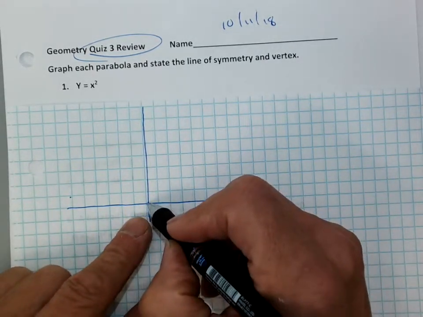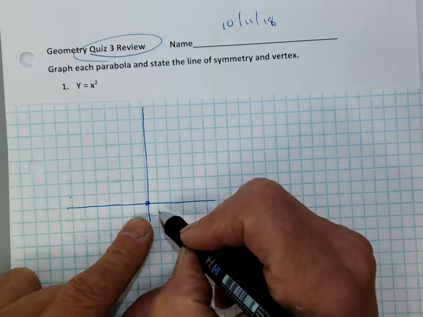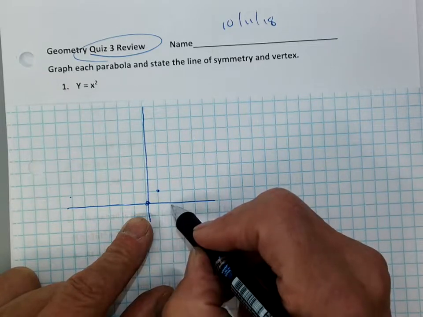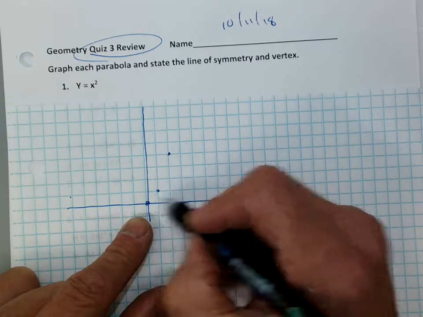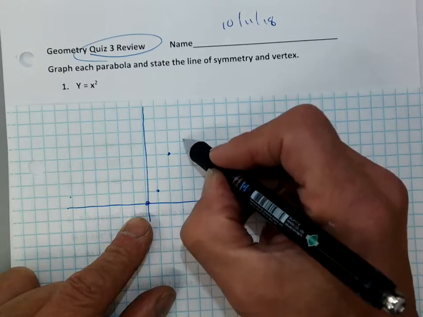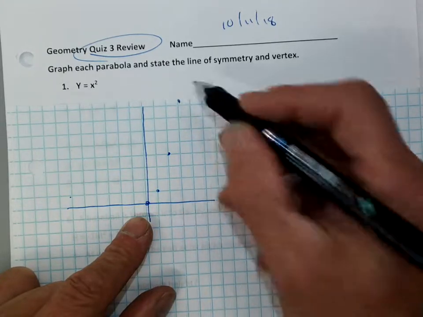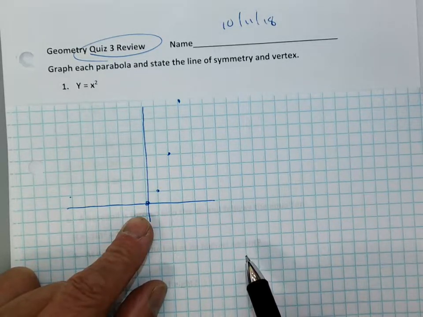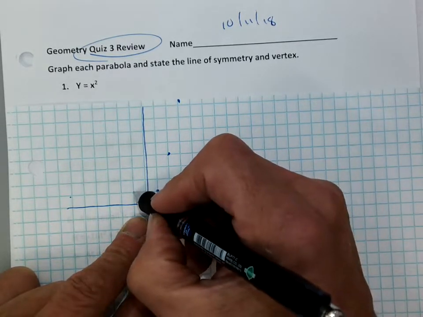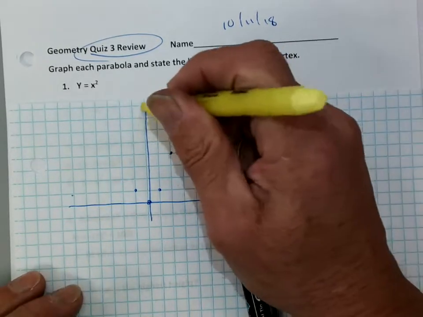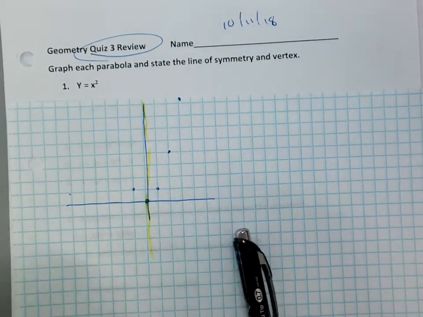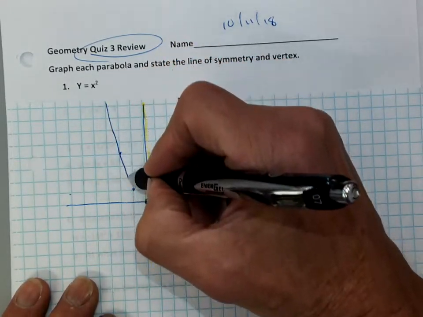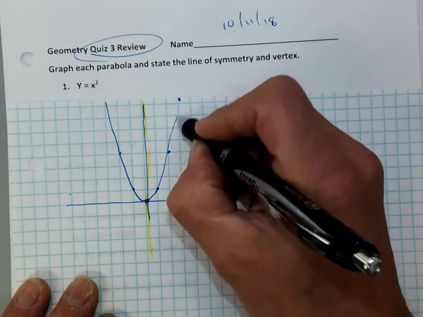0 squared is 0, right? 1 squared is 1. 2 squared is 4. And 3 squared is 9. It's our parent function for x squared. We also know that it is symmetrical because the line of symmetry goes right down the middle. And so my parabola should look something like this. It's supposed to be curvy. Make it curvy. Don't make it pointy because it is a parabola.